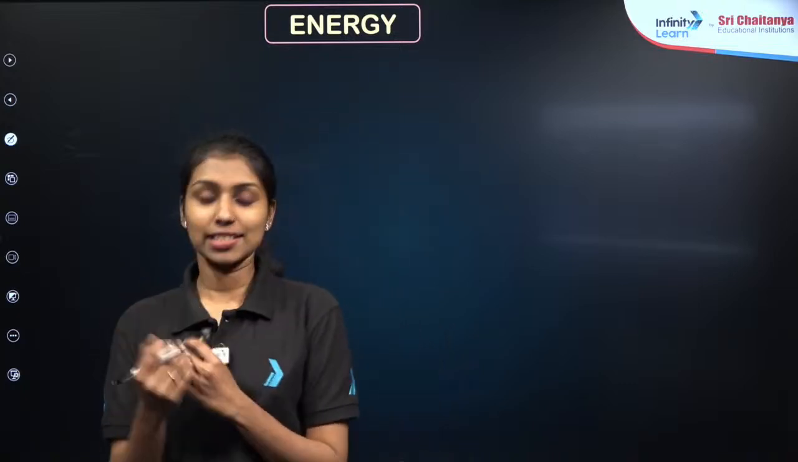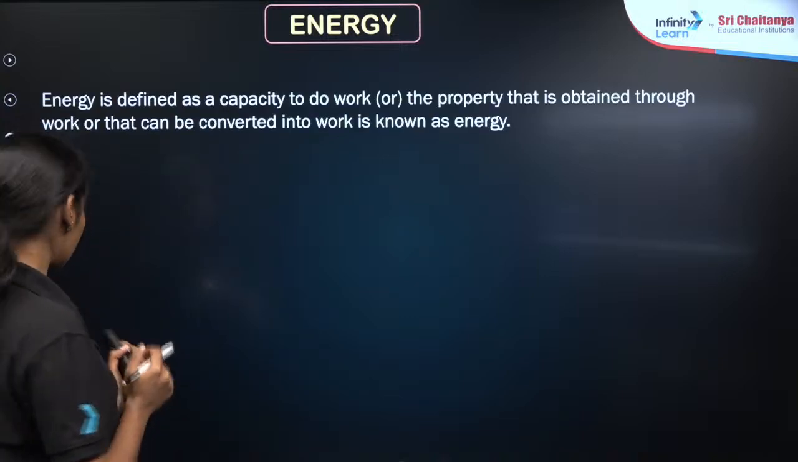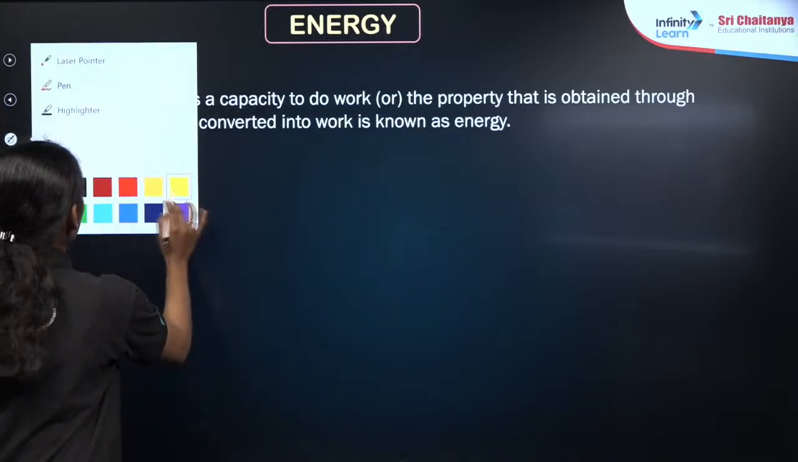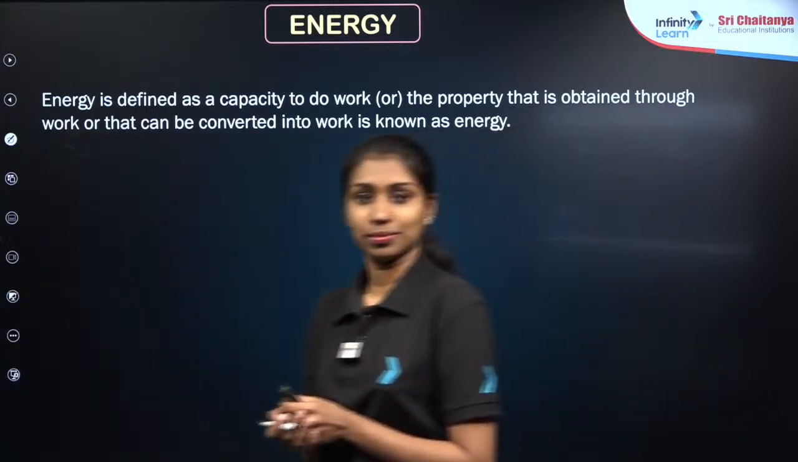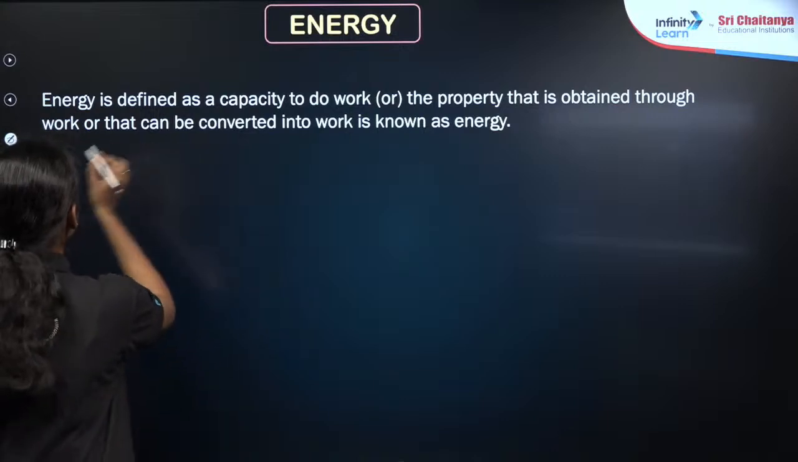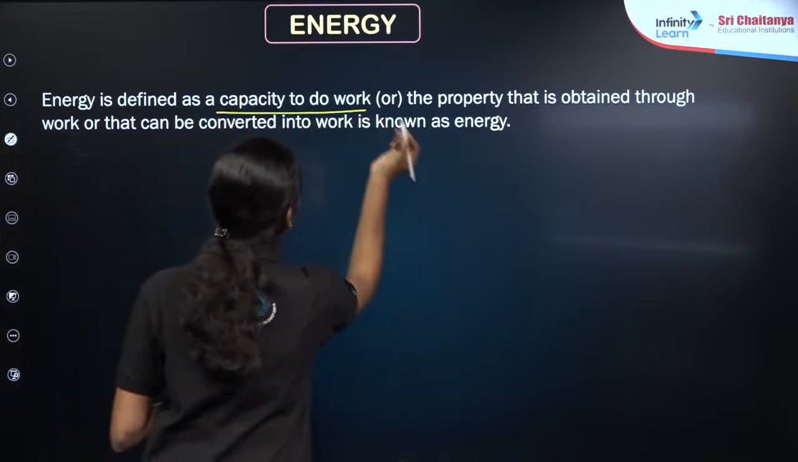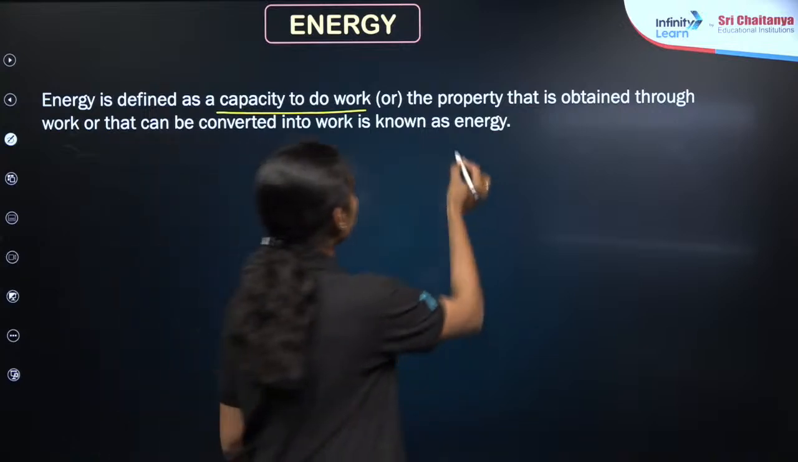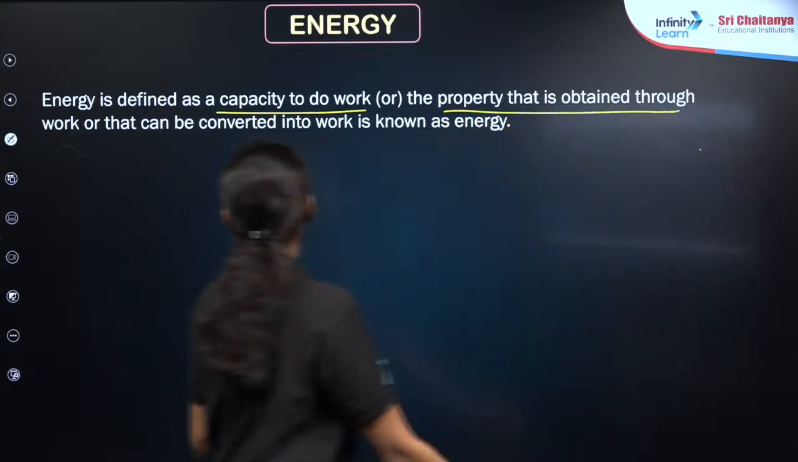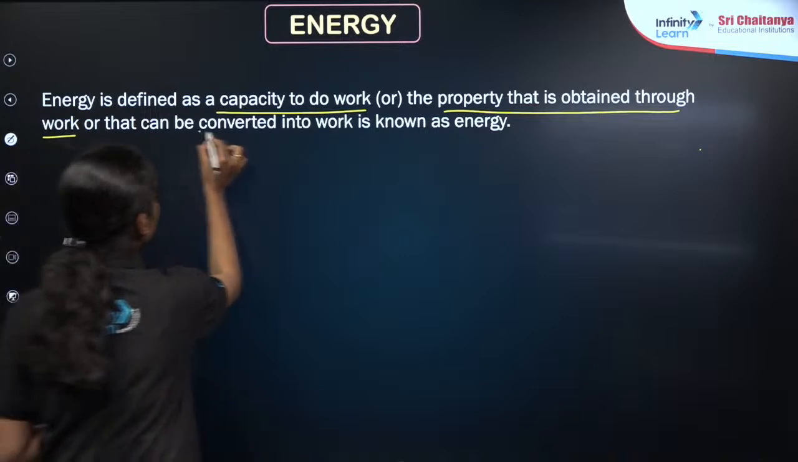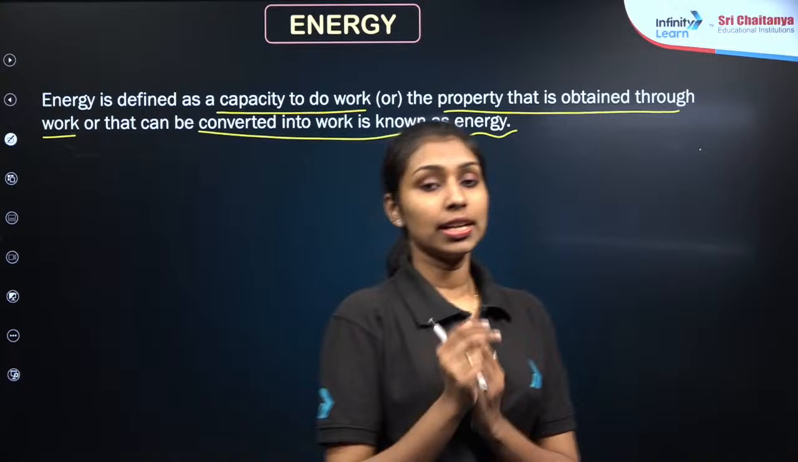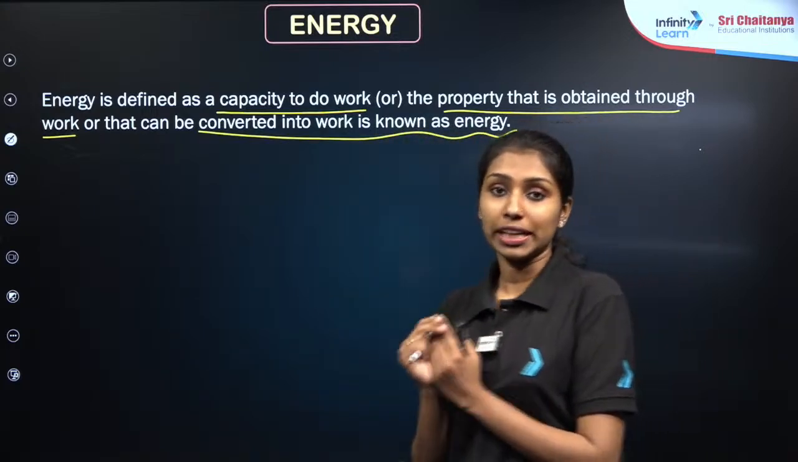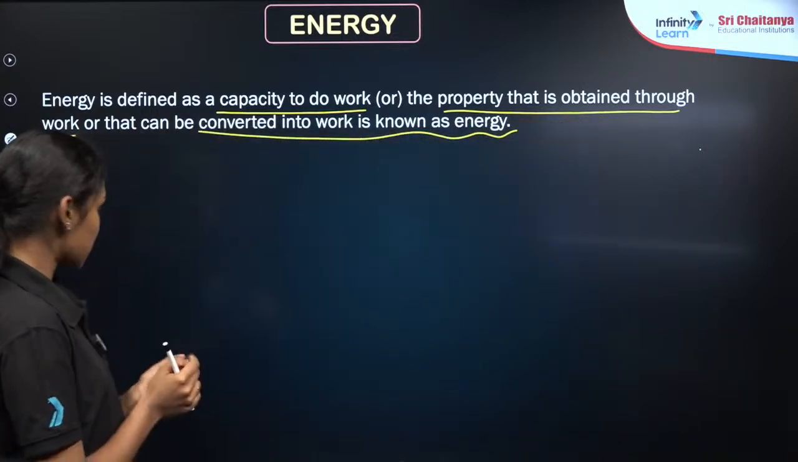We need energy to do some work. So we can define energy as the ability or the capacity to do work. The capacity to do work is known as energy, or the property that is obtained through work or that can be converted into work. In terms of chemistry or thermodynamics, we will be defining energy in terms of internal energy.